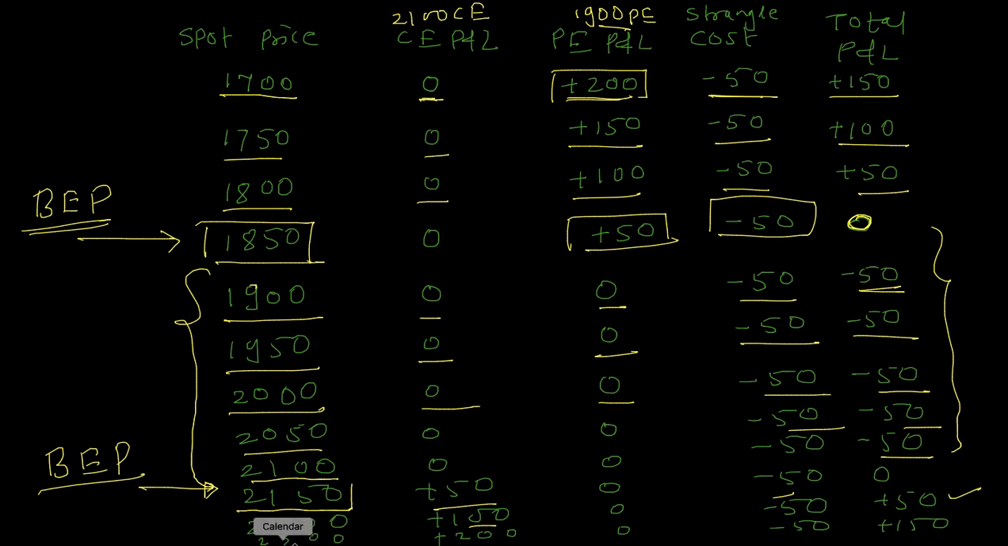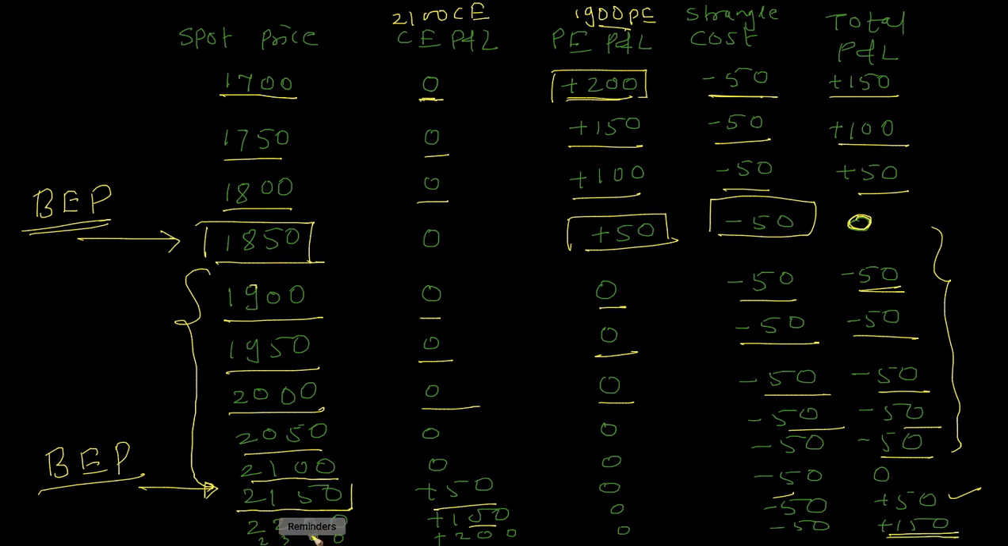Now let's go to 2300 directly. If the stock moves to 2300, the profit which I am getting from CE is 200 rupees, because my CE is of 2100. So I'll be getting a profit of 200 rupees from here. P is making zero PNL because it's out of the money, it's of no value. Now the cost of the strangle was 50, that is minus 50. So my total profit loss is 200 minus 50 is 150, right? So I'm making a profit of 150 here.